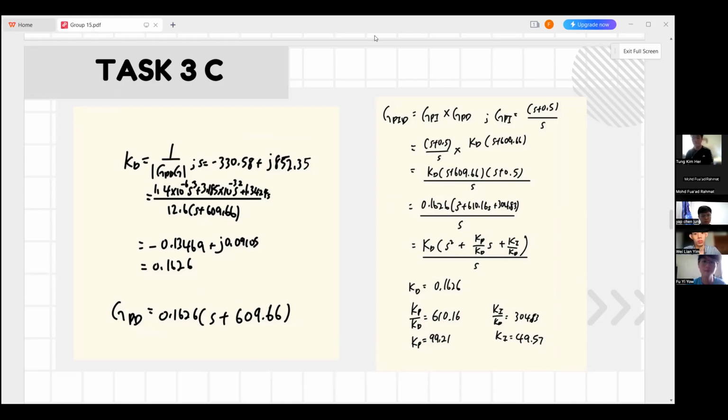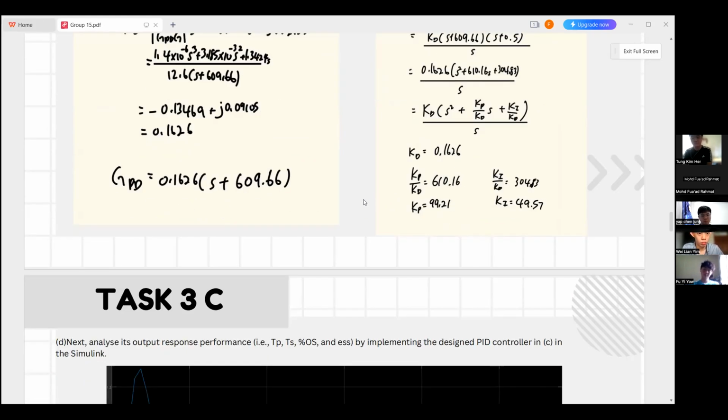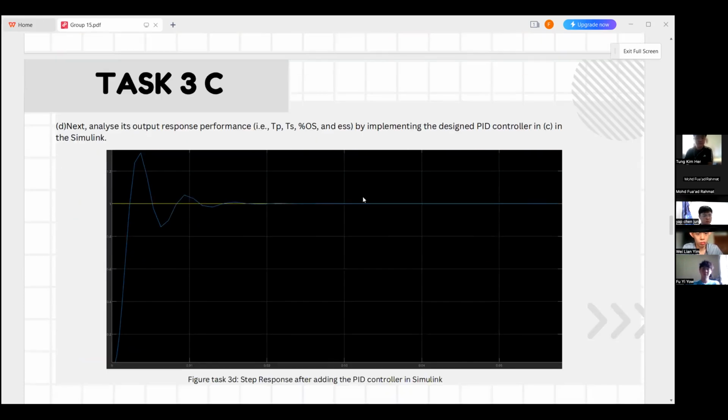For the GPI, it will be S plus 0.5 divided by S. After multiplication, we need to compare with the formula to obtain the KP and KI, which are 99.21 and 49.57 respectively. Next, this is the output response after adding the PID controller.